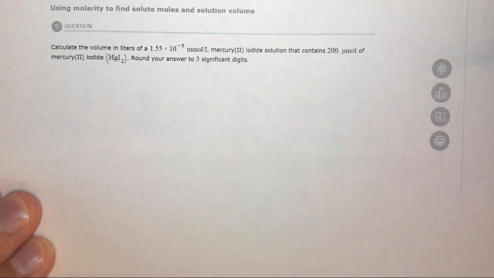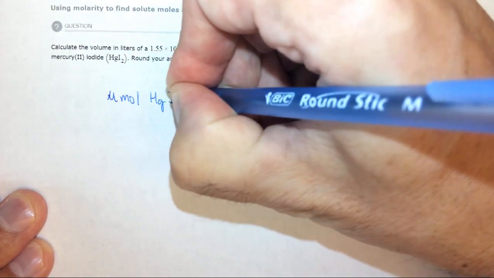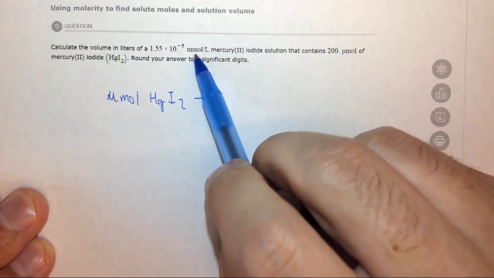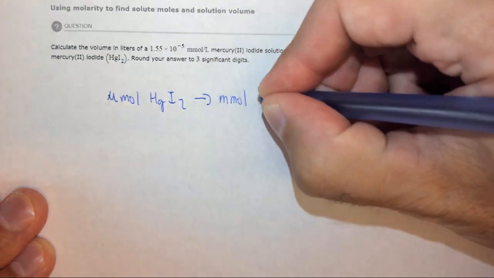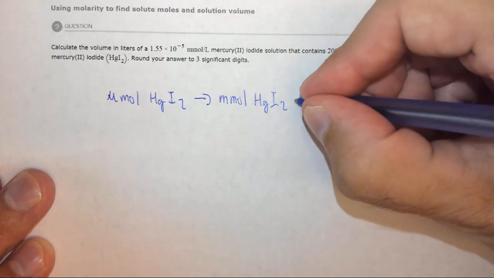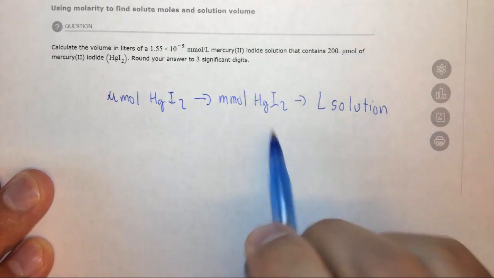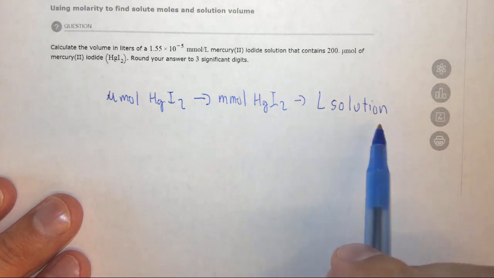So first, we need a plan of attack. Well, what we're given here is the micromoles of mercury 2 iodide that we have, and what we're looking for is a volume of solution. So we're starting with micromoles of HgI2. Because our solution is millimoles per liter, we need to convert from micromoles to millimoles of HgI2. Once we have millimoles of HgI2, then we can convert to liters of solution. And this is a completely new conversion that you may not have done in the homework before.